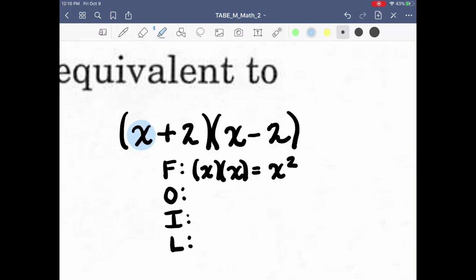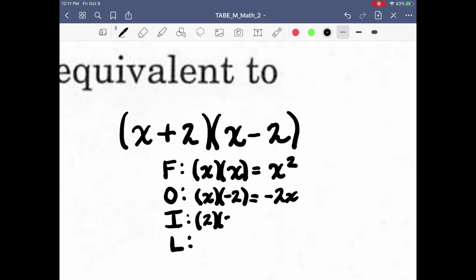Outside would be the x and the negative 2. X times negative 2 is negative 2x. Inside is 2 and x. So positive 2 times x is 2x. And last is positive 2 times negative 2. 2 times negative 2 is negative 4.